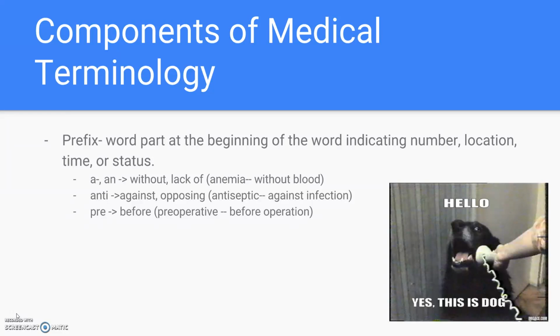So a or an means without or lack of. Our example here is anemia, which means without blood. Anti means against, or opposing. So antiseptic means against infection. Pre means before, so preoperative would mean before operating, or before an operation.